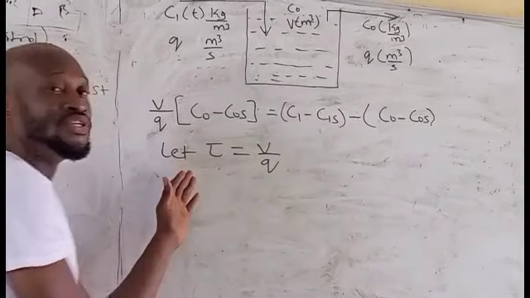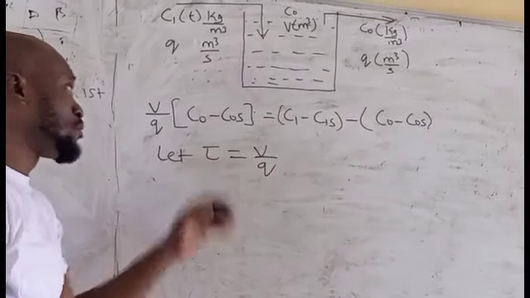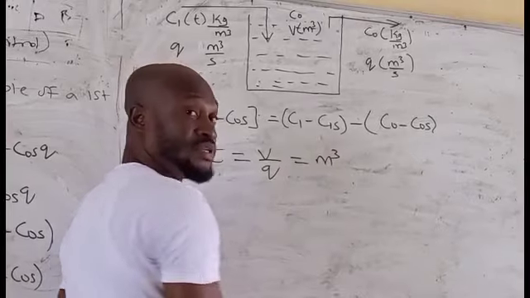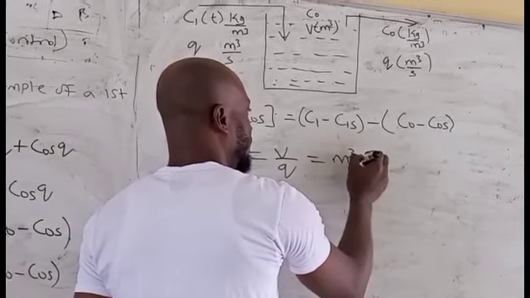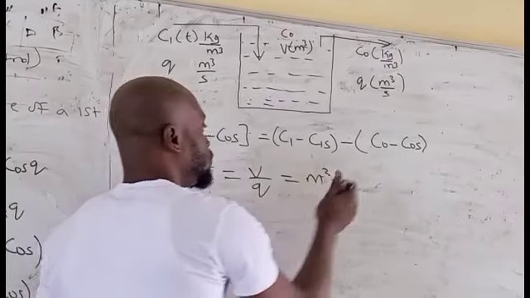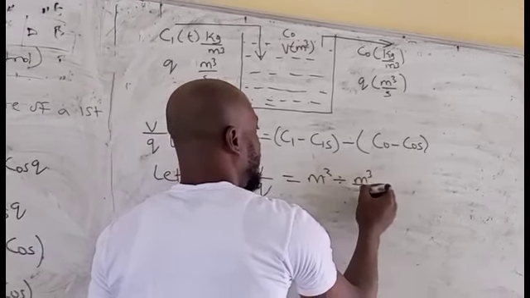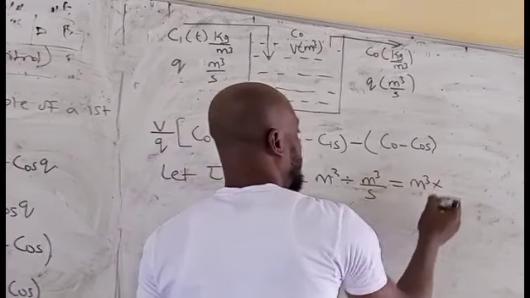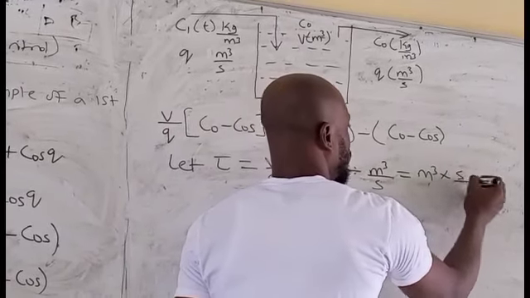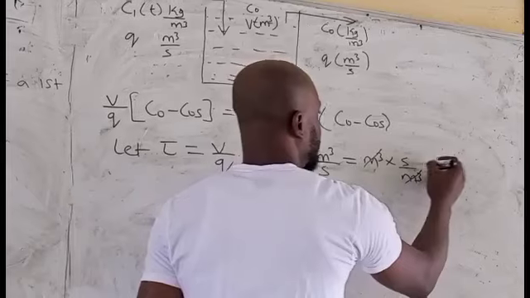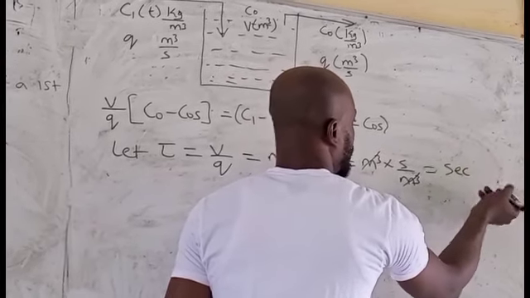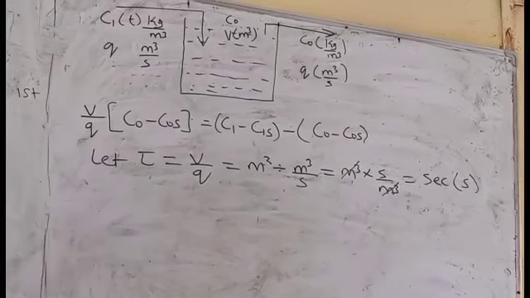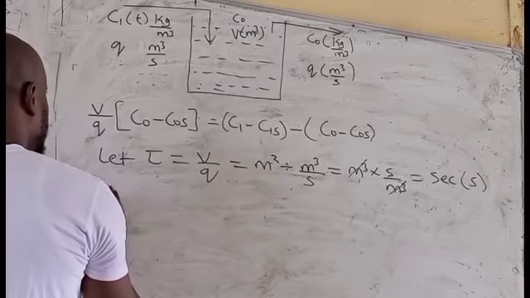If you want to know the unit of this tau, which is the time constant, we use the unit of volume, meter cube, divided by the unit of volumetric flow rate, which is meter cube over seconds. If you change this to a multiplication sign, this goes up, this comes down: meter cube times seconds over meter cube. The meter cubes cancel, and you're going to have it in seconds. So that's the unit of this.